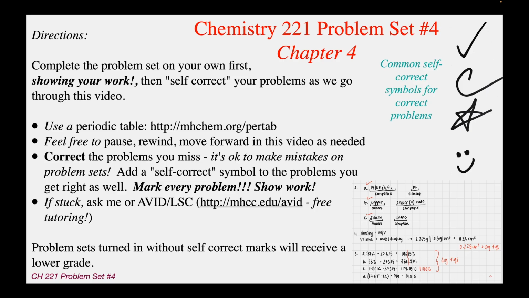And I definitely want you to self-correct all problems. The ones you get right should have some kind of self-correct symbol next to them. The ones that you miss, and again, it's no problem to miss, just correct them. Put the actual answer next to it. Make sure that I can see that you know what the actual answer is. Mark every problem. If you don't turn in any self-correct marks at all, but your paper is perfect, you won't get full points. On the other hand, if you turn in a problem set with a lot of problems missed, but you self-correct everything, right on, full credit. That's what I want you to do.